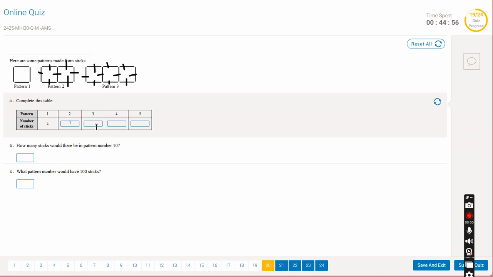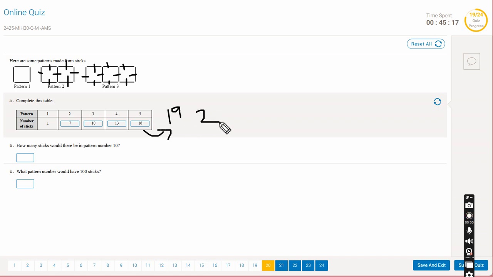So what are they doing? They're adding by 3. The next one, it's going to be 4 is going to be 13. And the next one's going to be 16. So you understand the pattern that they're adding by 3 each time. How many sticks would be in the pattern? 10. Again, you keep on adding.